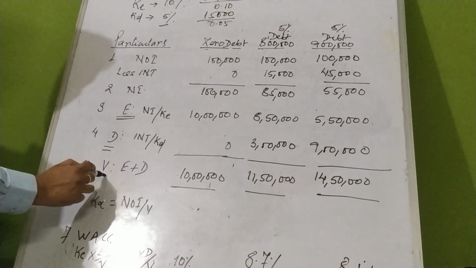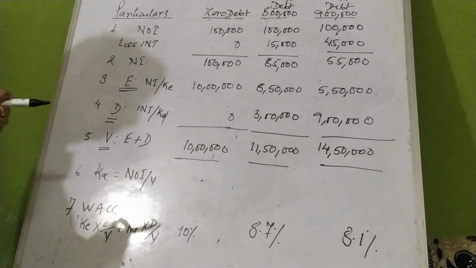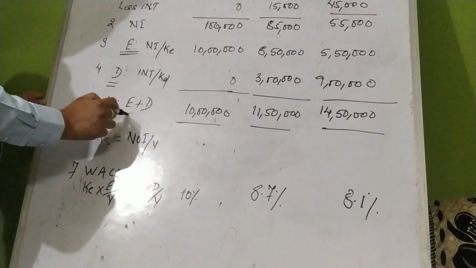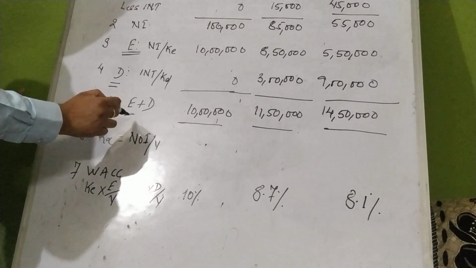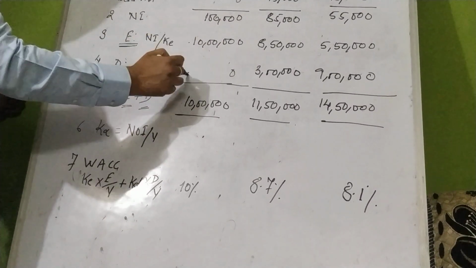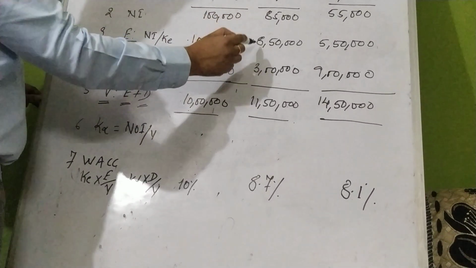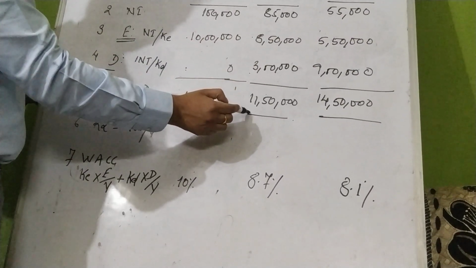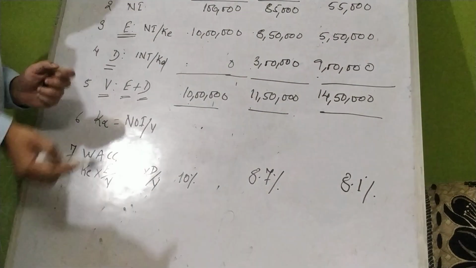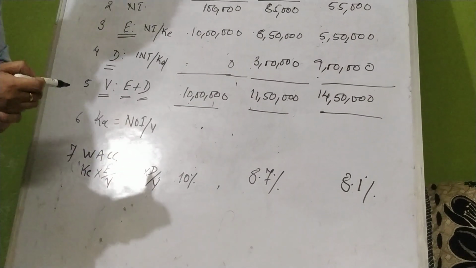Now next we will calculate the value of firm. V stands for value of firm. It is value of equity plus value of debt. That means this plus this. So 10 lakhs plus 0 is equal to 10 lakhs. 8 lakh 50,000 plus 3 lakhs is equal to 11 lakh 50,000, and 5,50,000 plus 9 lakhs is equal to 14 lakh 50,000.